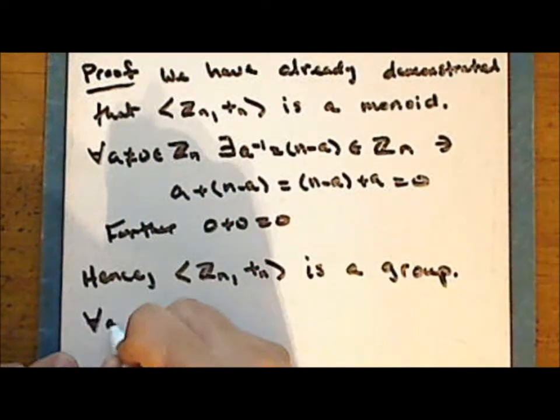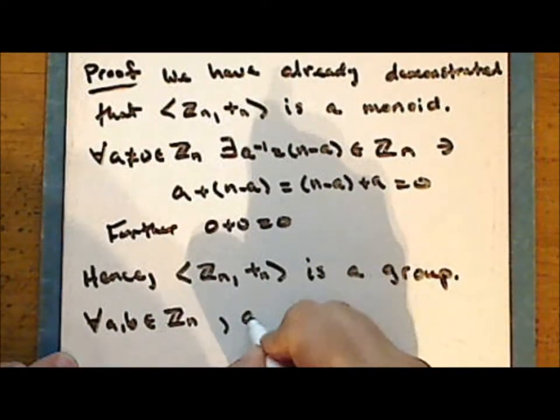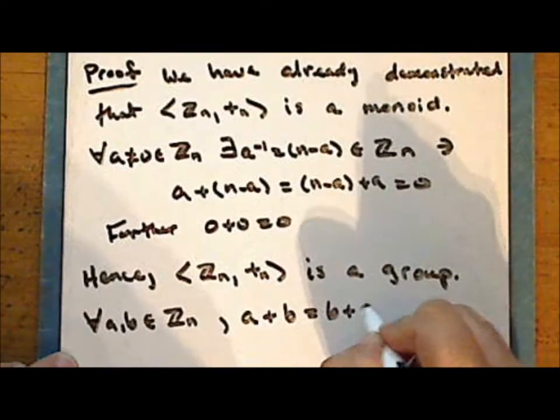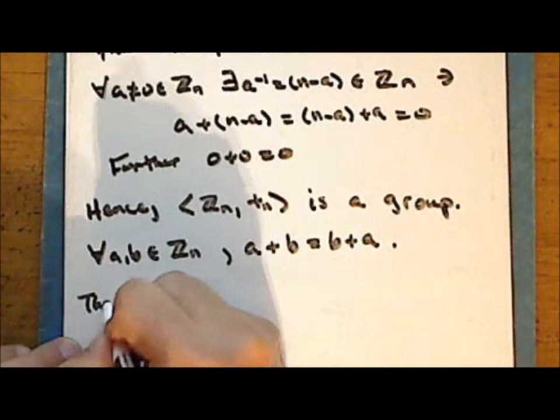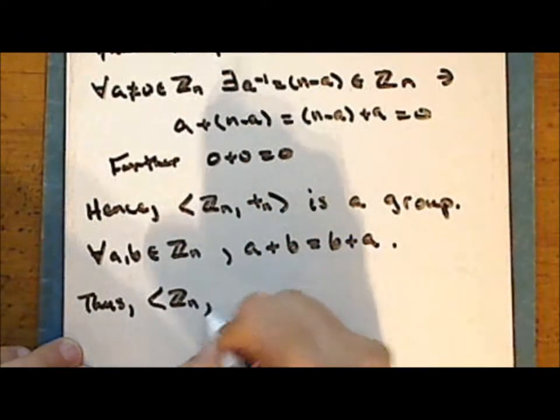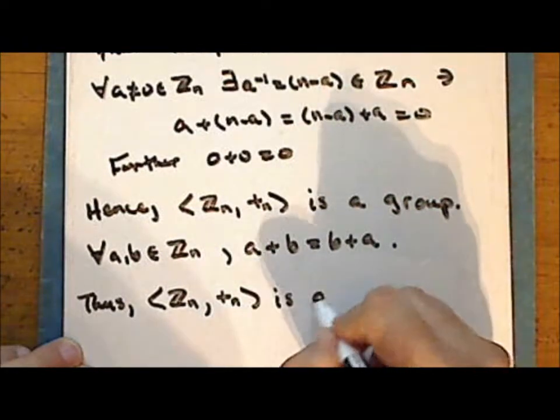Now for every two elements in the set of integers modulo n, it does not matter the order in which we perform the sum, we always obtain the same result. And thus the structure consisting of the integers modulo n under addition modulo n is an abelian group.